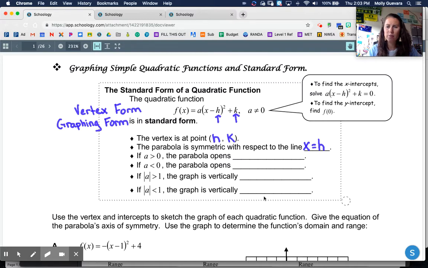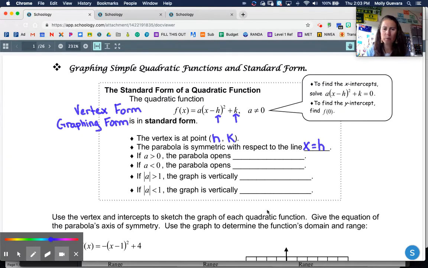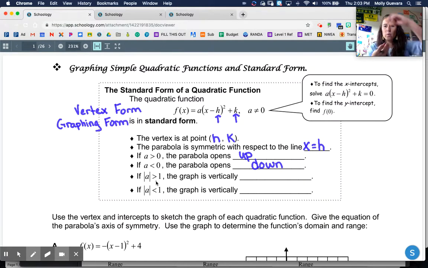Okay, and then some stuff that we talked about last unit, but just to have it all in one spot. If a is greater than 0, meaning if a is positive, the parabola opens up. And if a is negative, the parabola opens down. And also, if the absolute value of a is greater than 1, so 3, 12, 24, anything bigger than 1, remember we're grabbing the ends of that parabola and pulling it. We're stretching it, and the parabola is getting more narrow. So the graph is going to be vertically stretched.